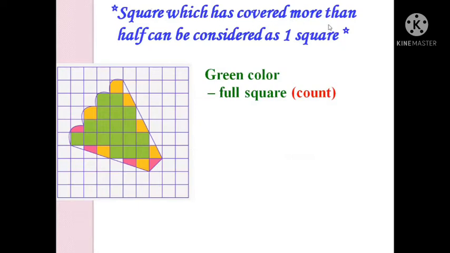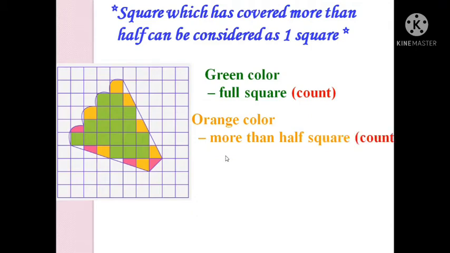a square which has covered more than half can be considered as one square. Just keep it in mind. See the green color. Green color squares indicate full squares, so we can take them in the count. Orange color, they are all more than half. So when it is more than half, that also can be taken for counting.